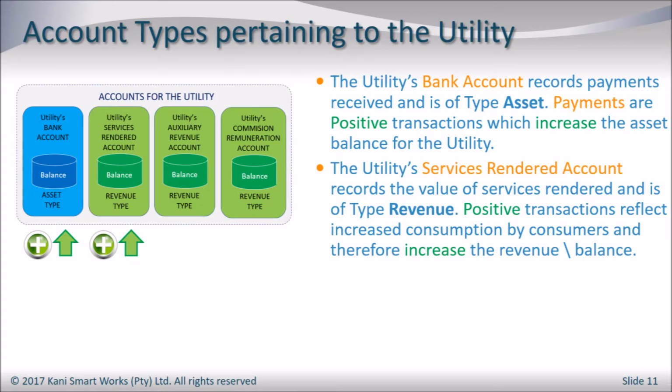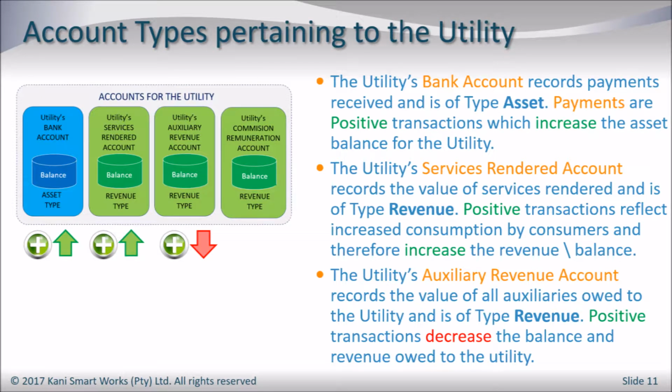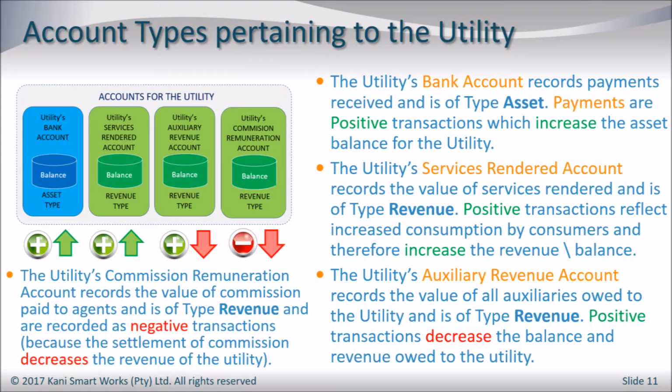The utility's auxiliary revenue account records the value of all auxiliaries owed and is of type revenue. Positive transactions decrease the balance and revenue owed to the utility. The utility's commission remuneration account records the value of commission paid to agents, that's vendors, and it's also of type revenue. Transactions are recorded as negative because the settlement of commission decreases the revenue available for the utility.